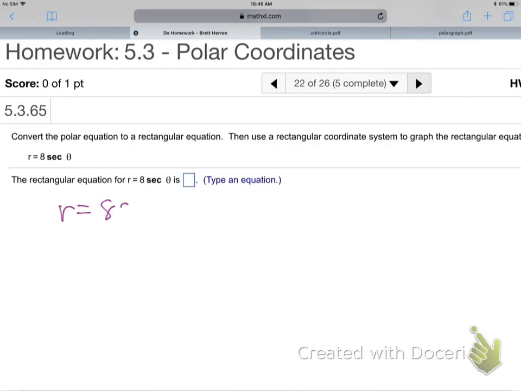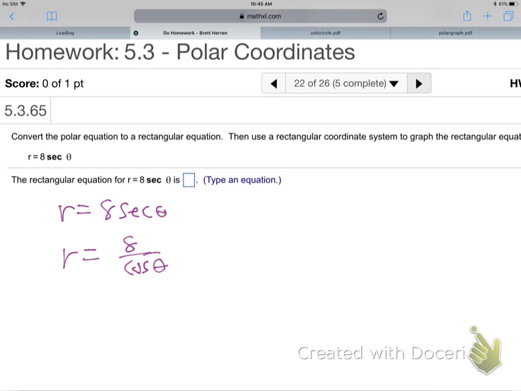So r is 8 secant theta. Now what's secant? Good, good, very good. So this is 8 over cosine, really, isn't it? Cosine at the bottom. Okay, so what?